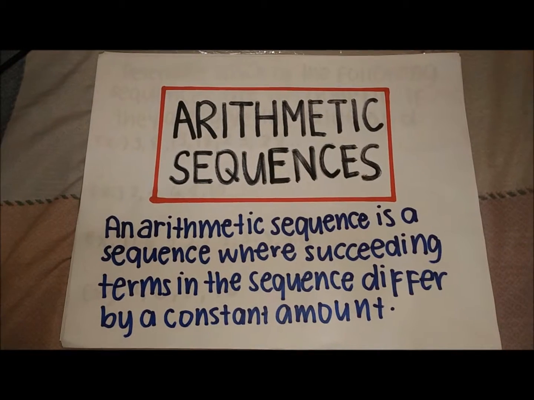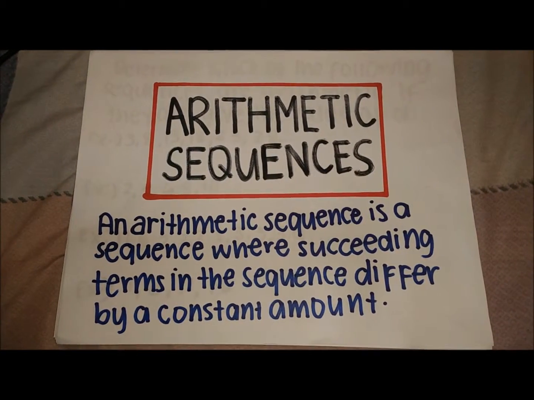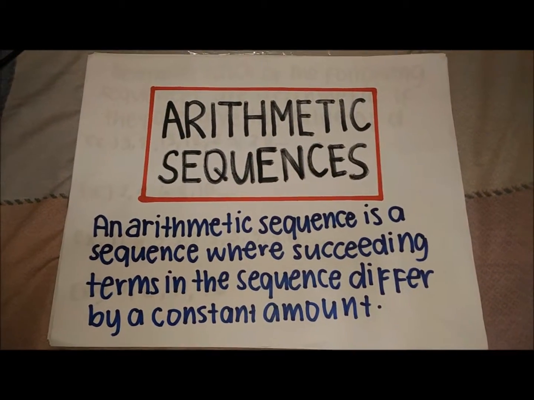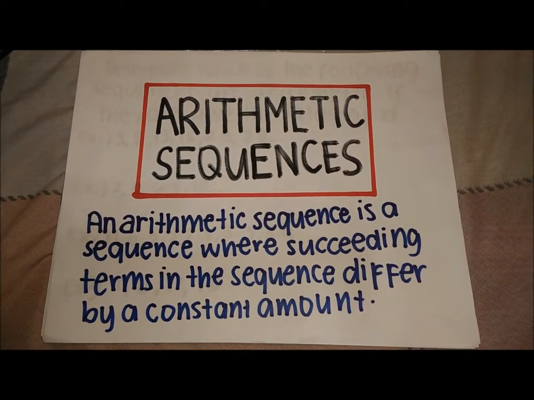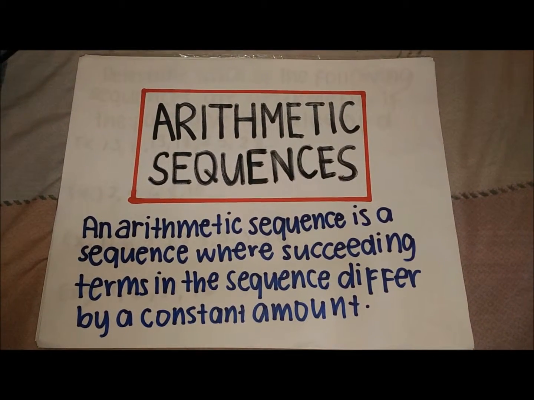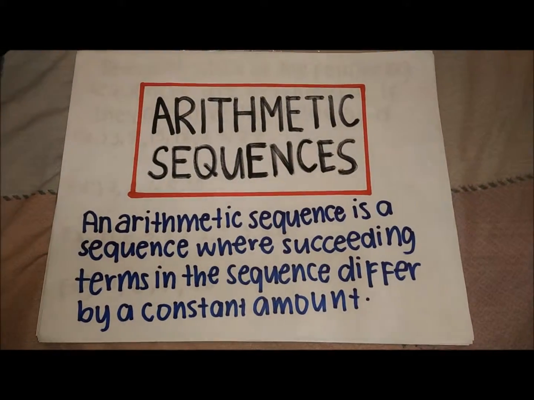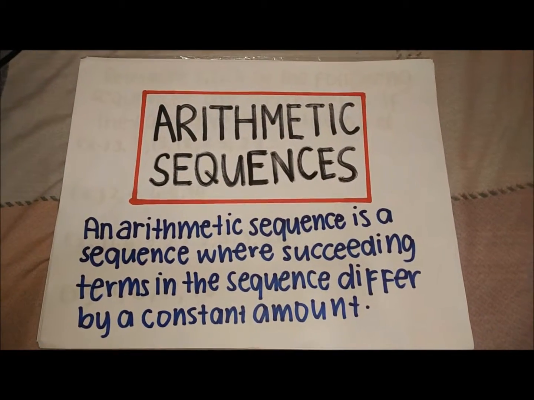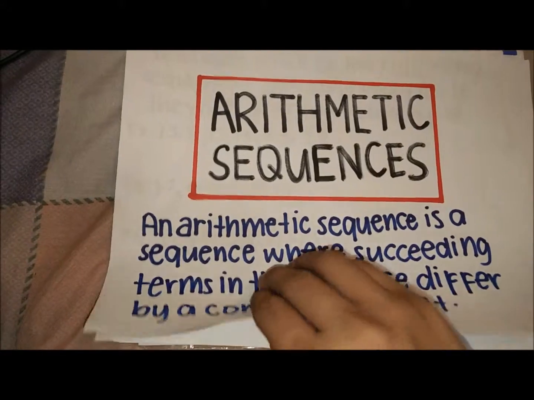But first, a recall about sequences. A sequence is just a listing of numbers. A plain old regular sequence doesn't require any pattern. You're just going to list a set of numbers, and you have a sequence. But an arithmetic sequence is a sequence where succeeding terms differ by a constant amount.